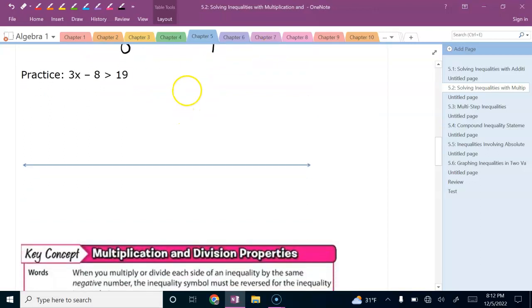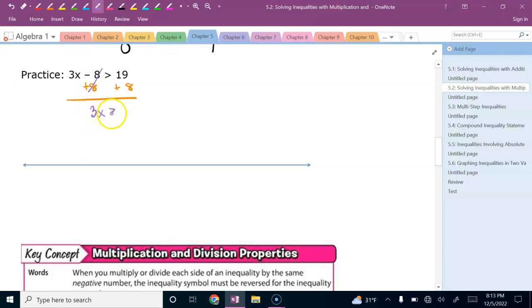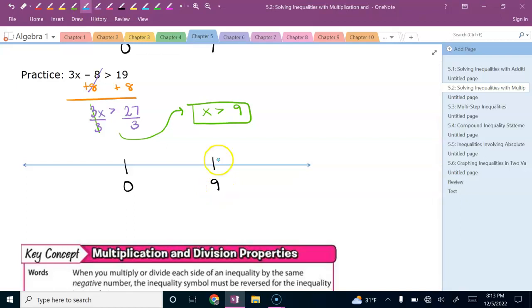For the next practice problem, you should have started by adding 8. So we have 3x is greater than 27. Divide by 3. So we've got x is greater than 9. Zero on the left, 9 on the right. Open circle around your 9, and it says x is greater than 9, pointing to the right. So we need to shade to the right.